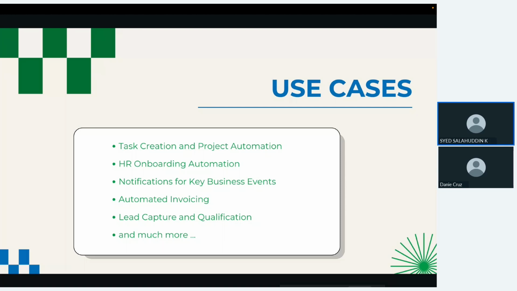And then notifications for key business events, like receiving instant notifications in your Gmail or in your team's ERP systems. Whenever you are running a campaign or a survey, it can be a major help. And then automated invoices, where whenever you are dealing with a deal and mark it as won, Zoho Flow can assist you to automatically generate and send an invoice using the action cards. And then lead capturing and qualification.